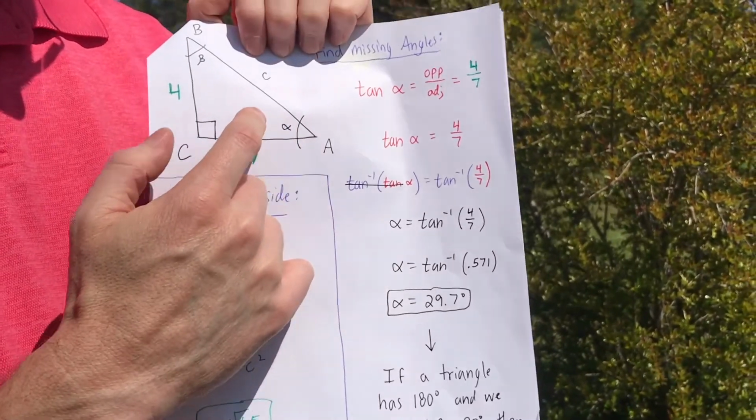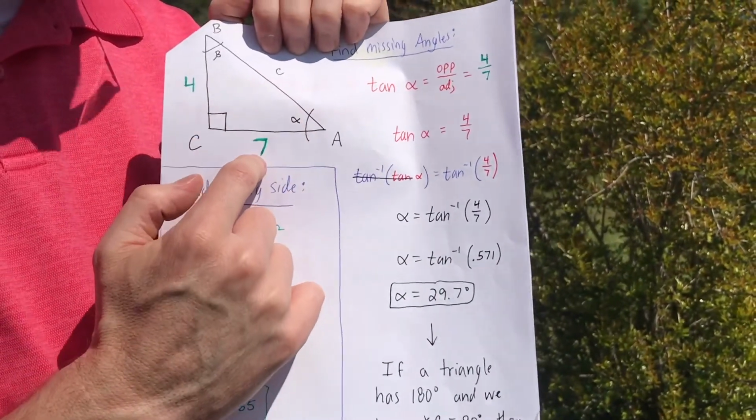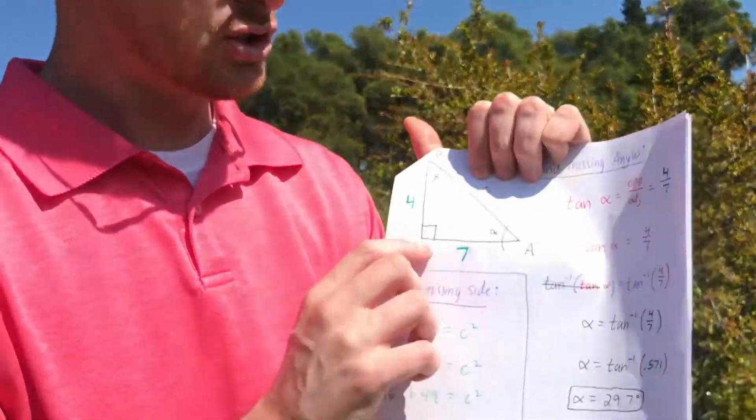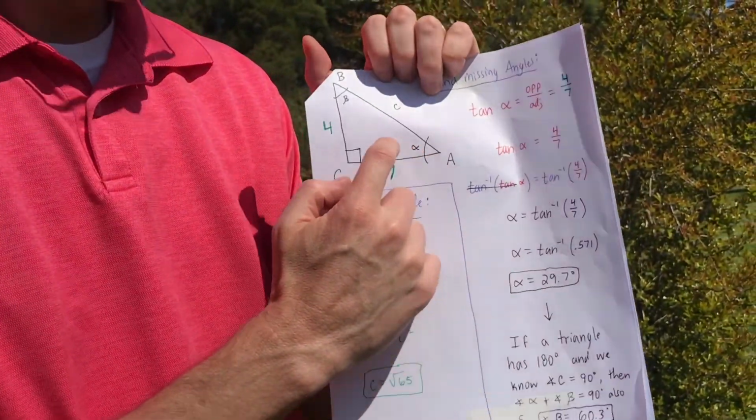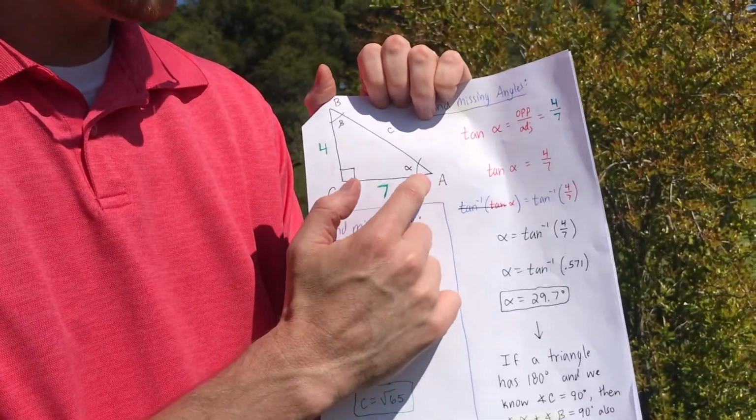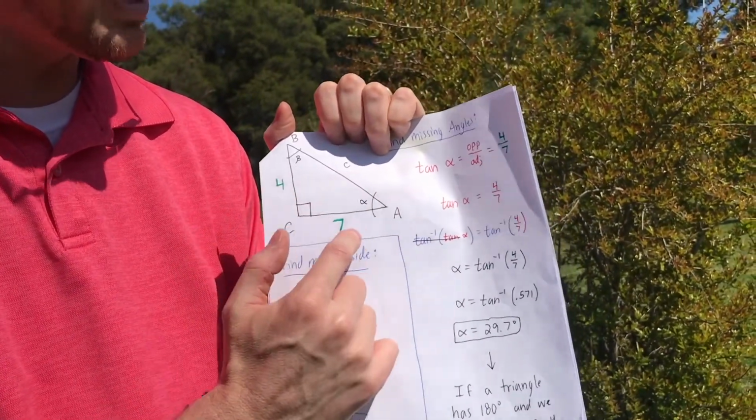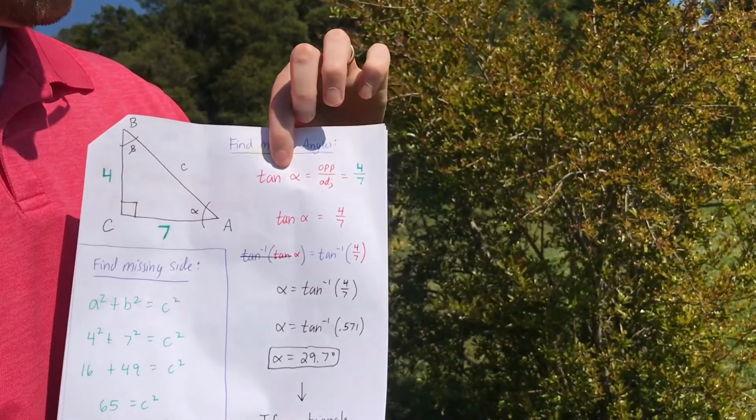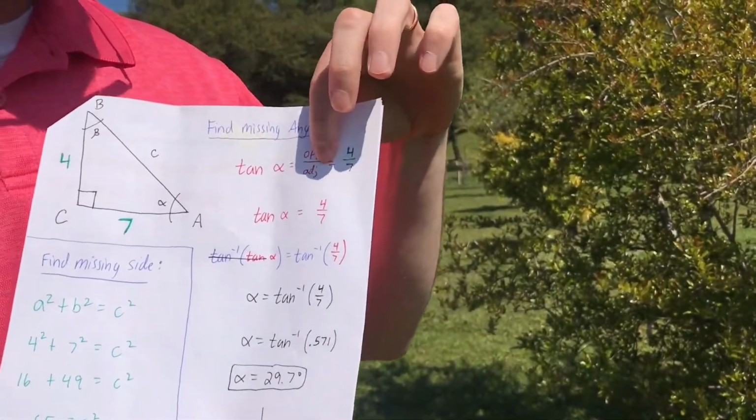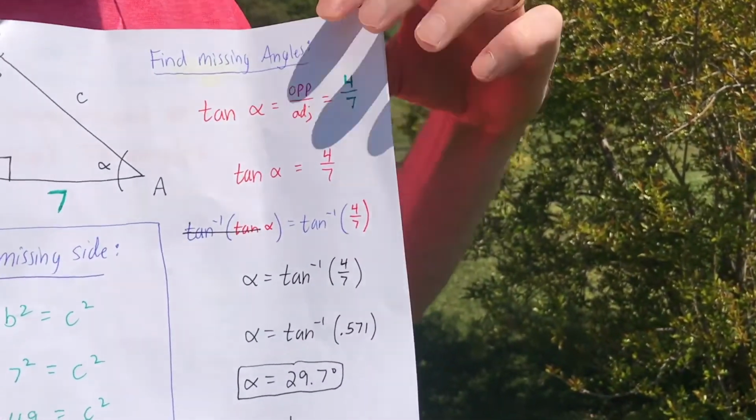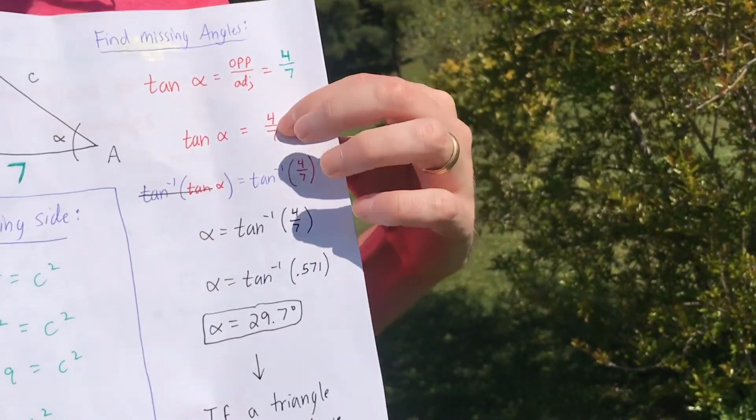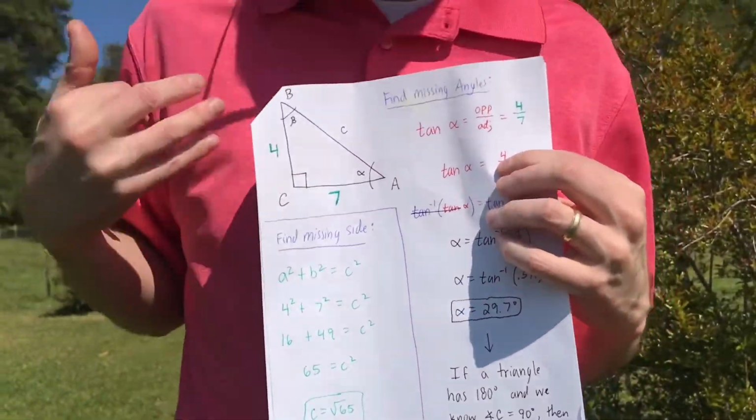If you notice, I have the opposite side 4, and I have the adjacent side 7. That's tangent, opposite over adjacent. So if I have alpha here, opposite over adjacent is 4/7. The tangent of alpha is opposite over adjacent, that's 4/7. Okay? So if I know the tangent of alpha is 4/7, how do I undo that? How do I go backwards to find the angle?